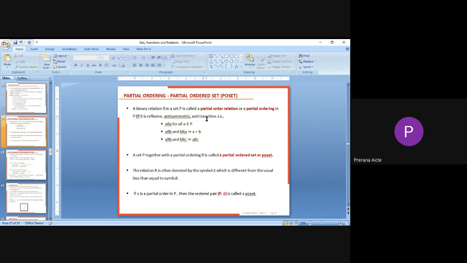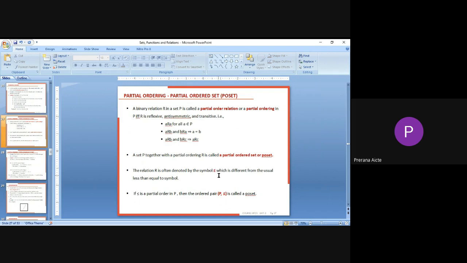partial order relation. Okay, and the set on which this partial order relation is followed is called a partial order set. The set P together with the partial order R is called a partial order set, or simply we can call it a poset. So here the relation R is often denoted by the symbol.